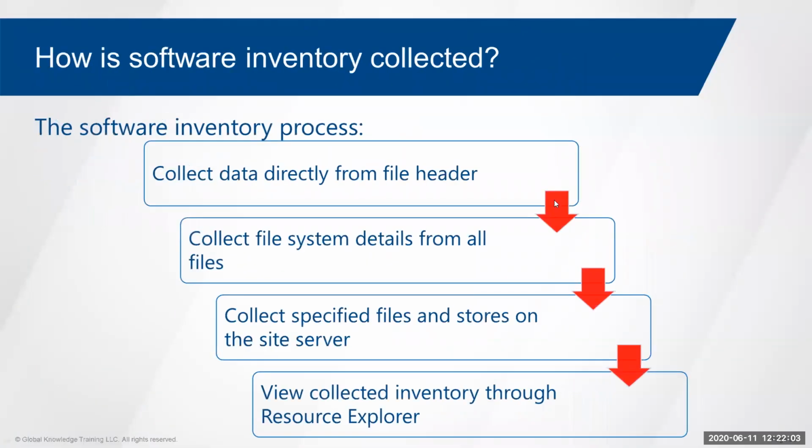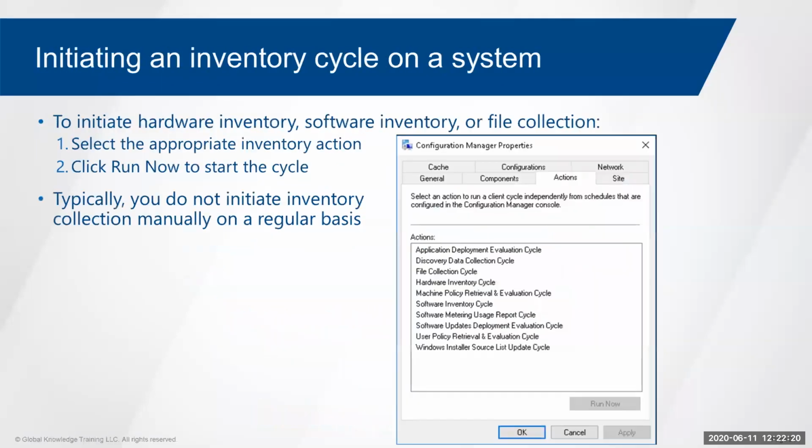Now, software inventory collects information directly from the header, and it collects details from all files, but we are able to, of course, go in and customize that inventory a little bit, kind of remove things that we don't want inventoried, add things that are not inventoried by default, and really ensure that we're only collecting what's pertinent to our organization. Now you can, of course, as I mentioned, run these inventory cycles yourselves manually.